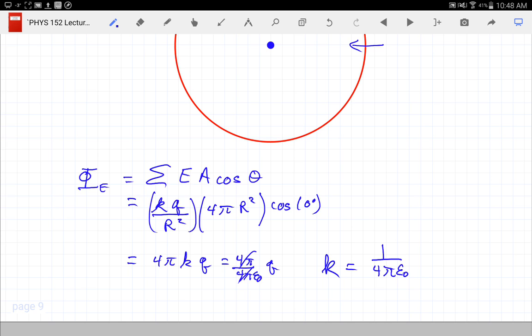Now you're probably asking yourselves, really, what's the point of Gauss's law? I hope you're asking that because, why do we learn anything? To have some purpose. The point of Gauss's law is to allow us to calculate the electric field from knowing charge, or the charge enclosed from knowing the electric field.